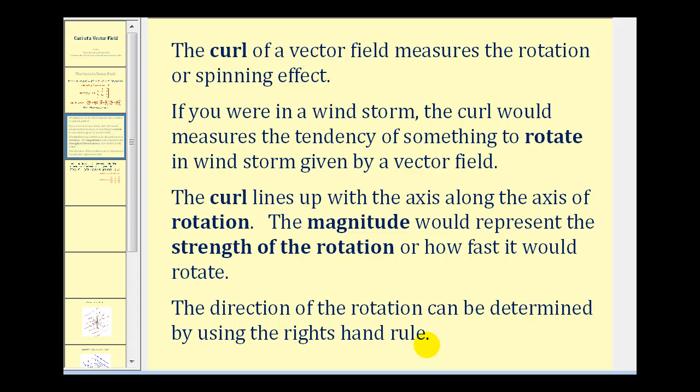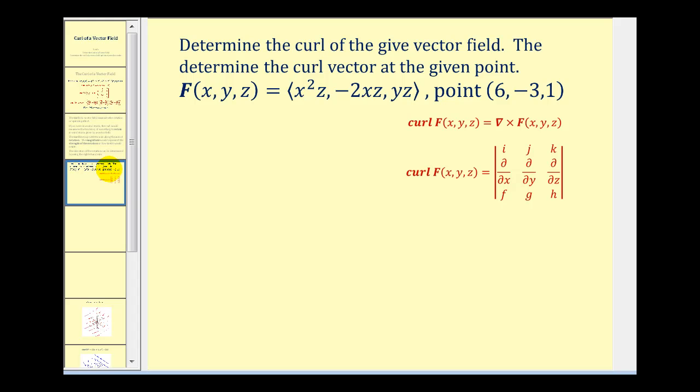Let's take a look at an example. We're going to determine the curl of the given vector field and then determine the curl vector at the given point. So let's set up this 3x3 determinant to determine the curl of vector F. The first row will be i, j, k. The second row will be the partial derivative operators with respect to x, with respect to y, and with respect to z. And the third row will be the components of the vector field F.